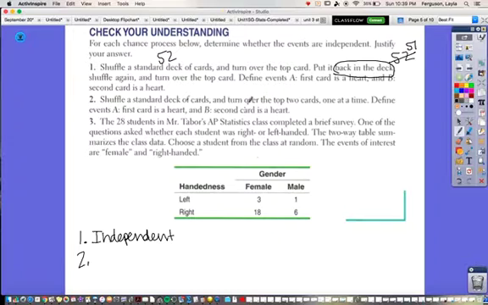Number 2 says shuffle a standard deck of cards, turn over the top 2 cards one at a time. Define event A, first card is a heart, and B, second card is a heart. So for number 2, because we have a standard deck of cards, we start with 52 cards. We're going to choose 2 of the cards. So basically, we take the 2 cards and we draw them at the same time.